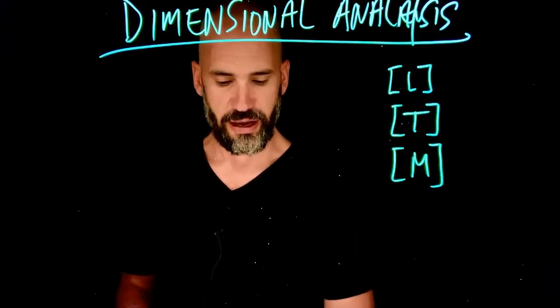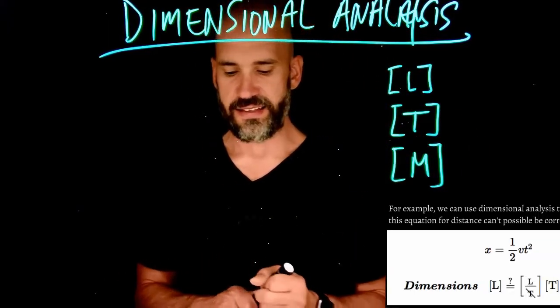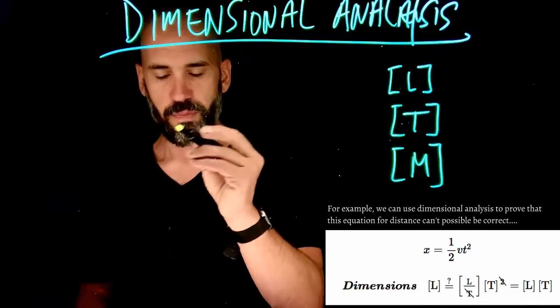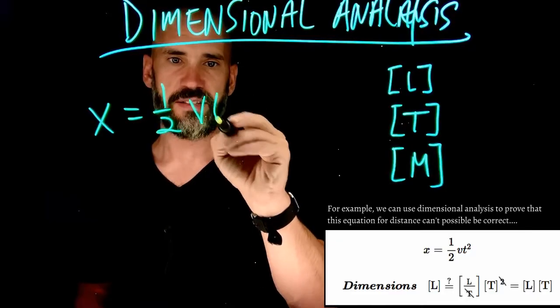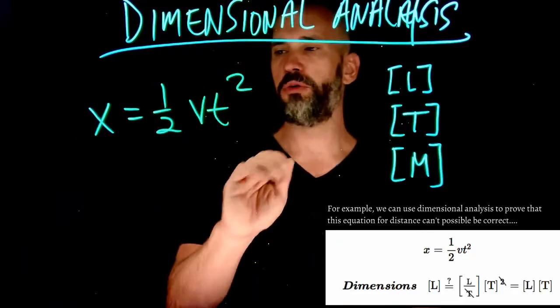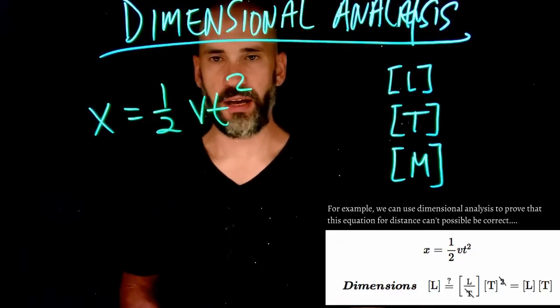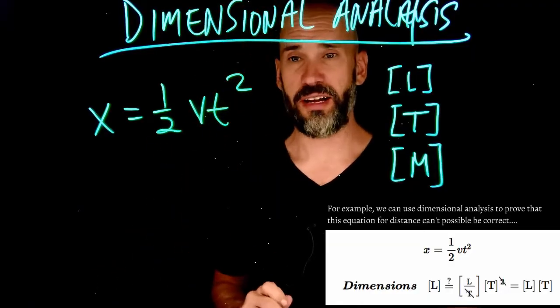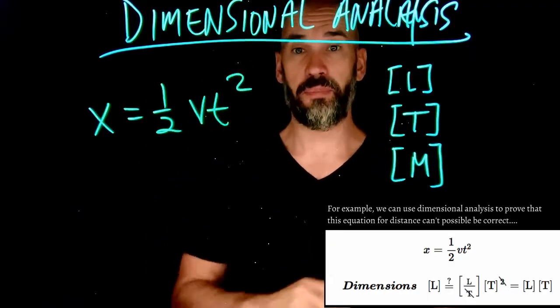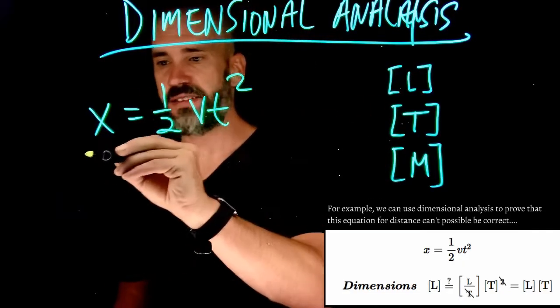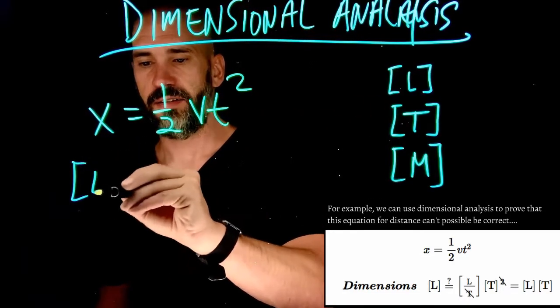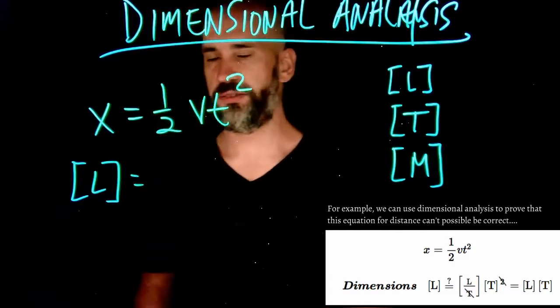So let's do an example. Go ahead and advance to the next slide. We have this formula, x equals 1/2 v t squared. How can we prove that that formula is wrong? Well, we can use dimensional analysis to show how messed up this equation actually is. So x is a distance, right? That's a length. So I'm going to put L in for x.